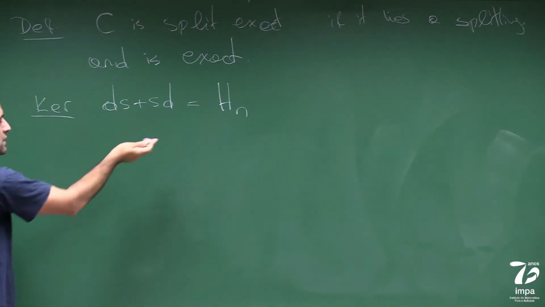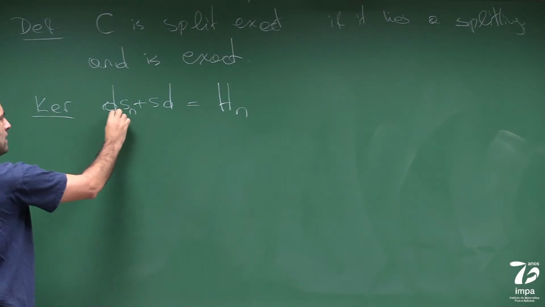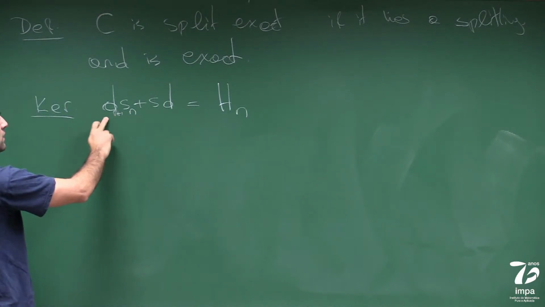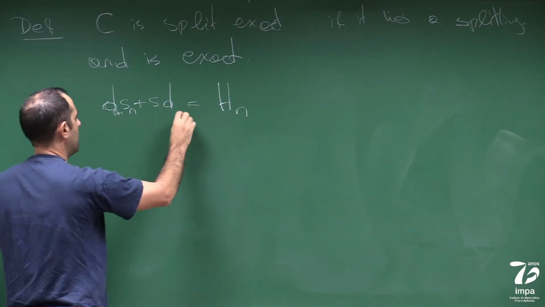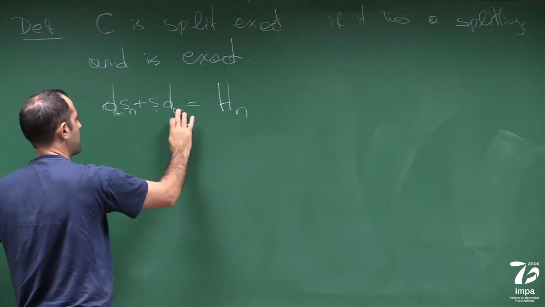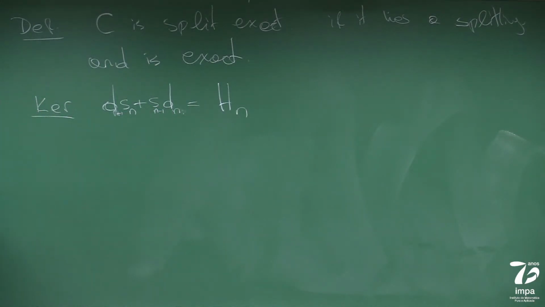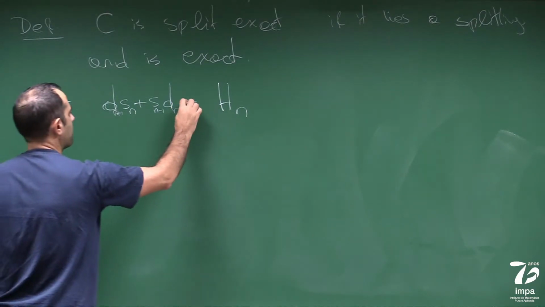And put the indices so that it makes sense. So I guess Sn lands in Cn plus 1. So this guy goes back to Cn. And then here I want to put an n plus 1. And then, no, probably here I want to put n. And here n minus 1. This is an isomorphism.